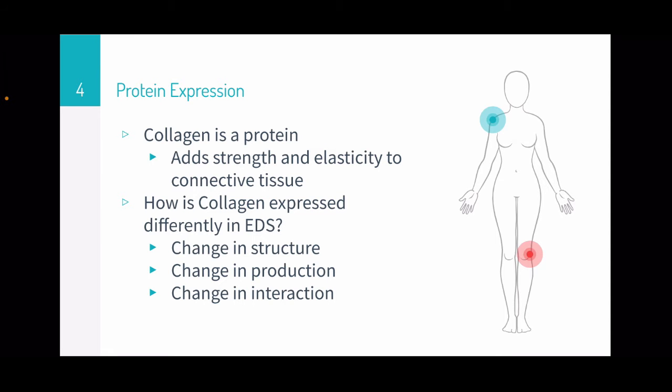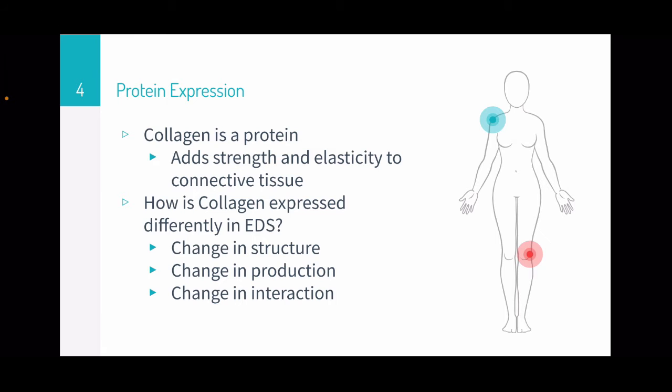So what effect does this have on protein expression? Mutations in these genes usually change the structure, the production, the processing of the collagen, and just in general, the way that the proteins interact. That was the protein that I've mentioned with this disorder.